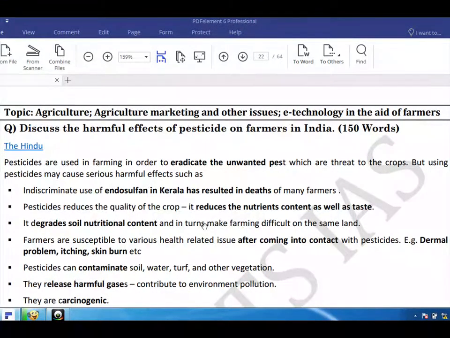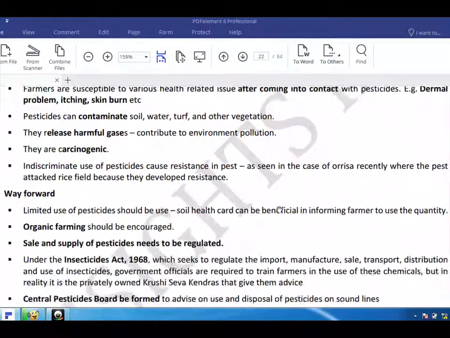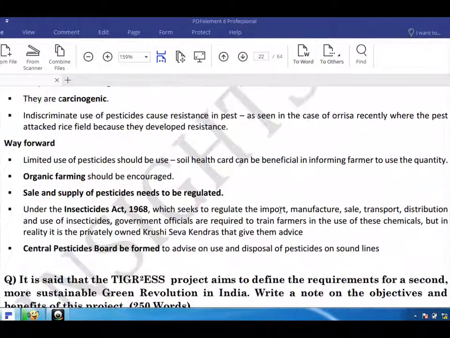They are carcinogenic. Indiscriminate use of pesticides causes resistance in pests, as seen in the case of Orissa recently, where the pest attacked rice fields because they had developed resistance. Way forward: limited use of pesticides should be encouraged. Soil health cards can be beneficial in informing farmers of the quantity to use. Organic farming should be encouraged.